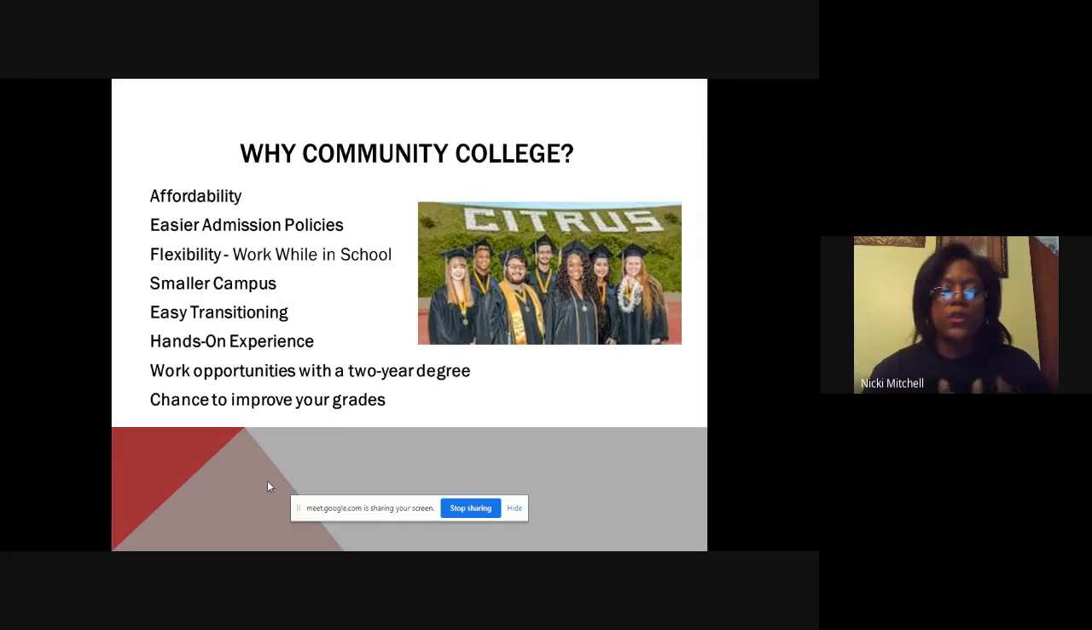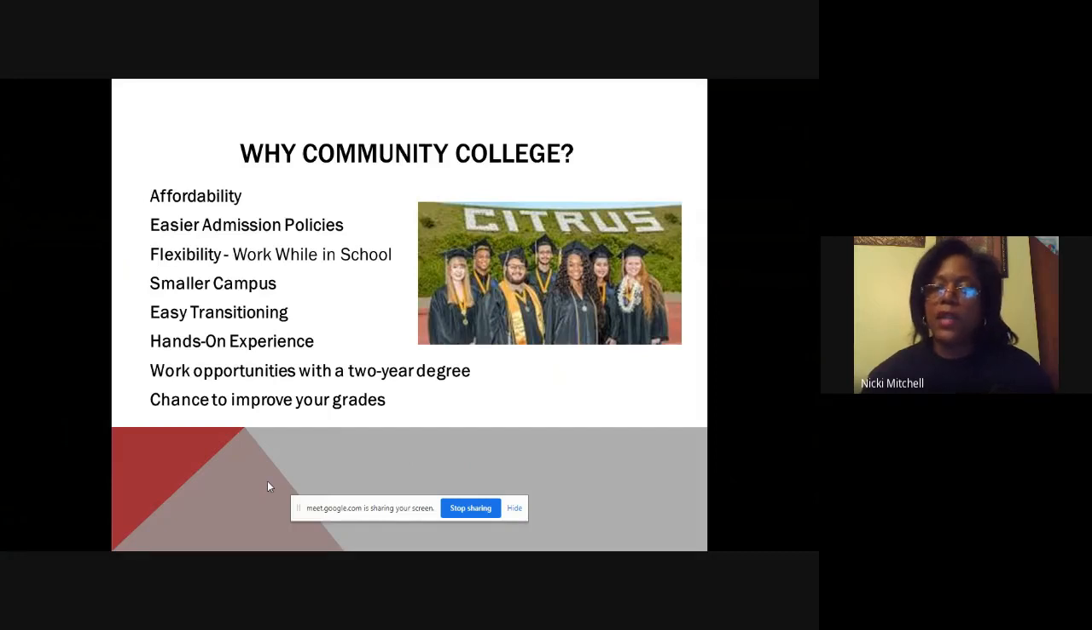Many community colleges will give you hands-on experience. If you're interested in cosmetology or early childhood education, you're doing hands-on work. There are also work opportunities with a two-year degree. Many students come to discover that the career or profession they want to go into after high school doesn't necessitate a four-year college degree.